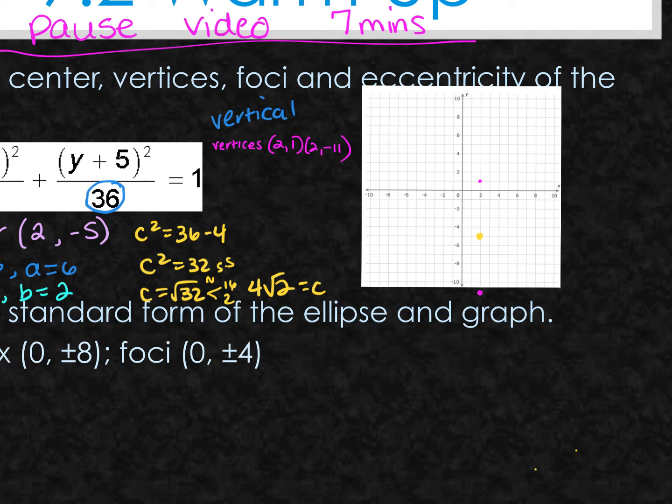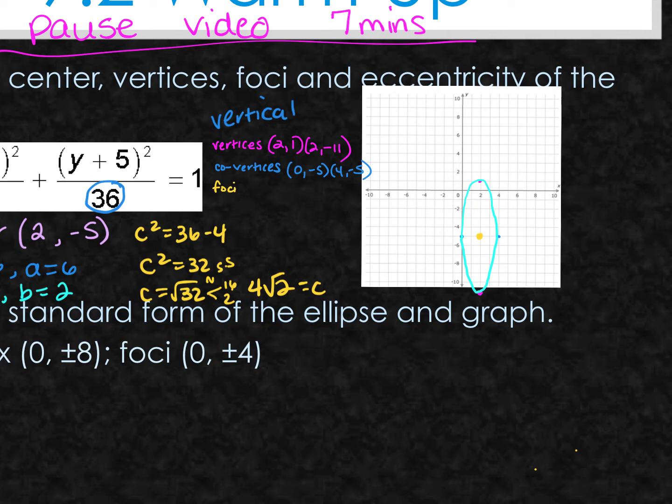I go right and left the B, which is 2, to get the co-vertices. This time right and left means the X, or the H, is going to change. I subtract 2, I get 0. The Y stays the same, so it's -5. I add 2, I get 4. Y stays the same, it's -5. So I can already draw my ellipse. The last thing I have to find is the foci.